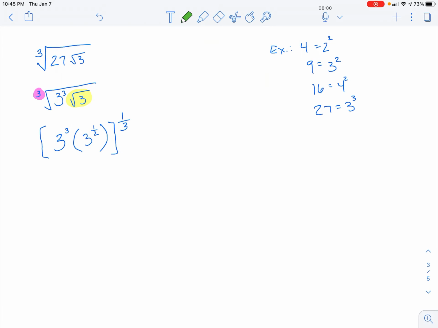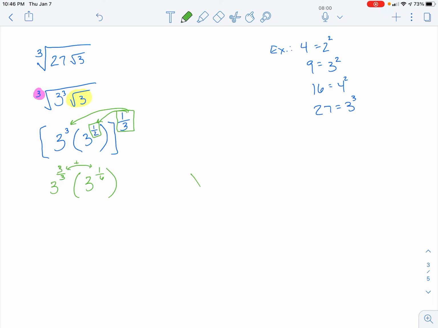Now remember, since 1/3 is on the outside of our parentheses, you need to multiply that with every exponent that's inside those parentheses and brackets. So let's do that. 3 to the third power, when you multiply that with 1/3, you're going to get 3 to the 3/3 power, right? Or 3 to the first power, or just 3. But we're going to leave it as 3 to the third power because we might need to use that in just a moment. And then when we multiply the 1/2 over here with 1/3, you're going to get 3 to the 1/6 power. Now we need to add these two.